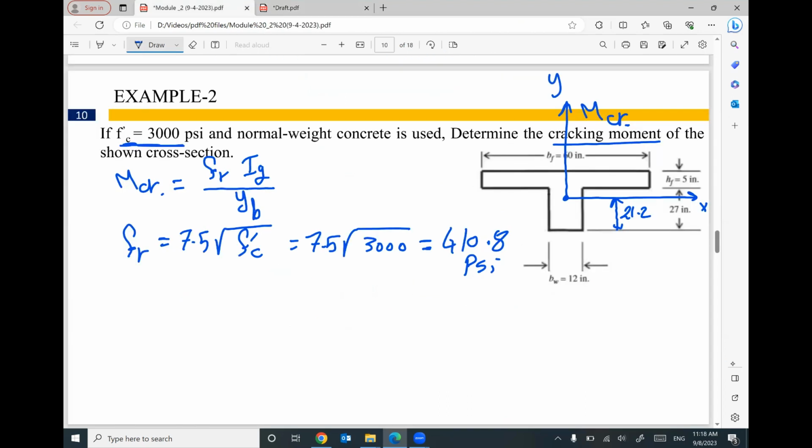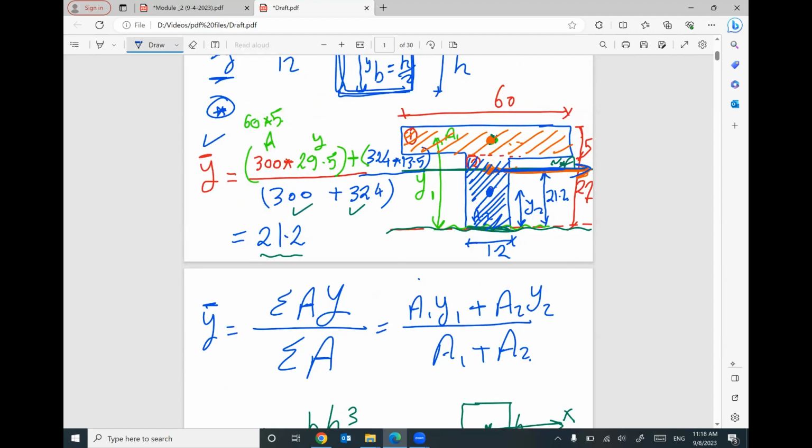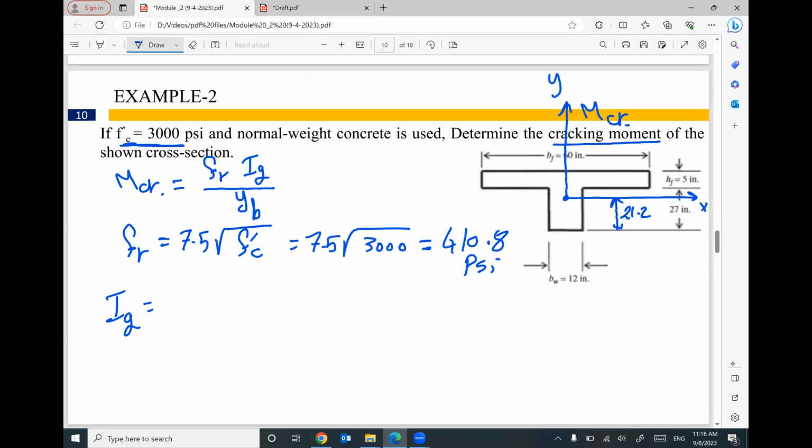That makes sense? So if you would like to figure out I gross, I first locate where the x-axis is. How? Using this technique. Second, for the first part, this part, it will be 60 times 5 cube divide 12. This is BH cube divide 12. I need to add the area of this part, 300, times the distance squared.